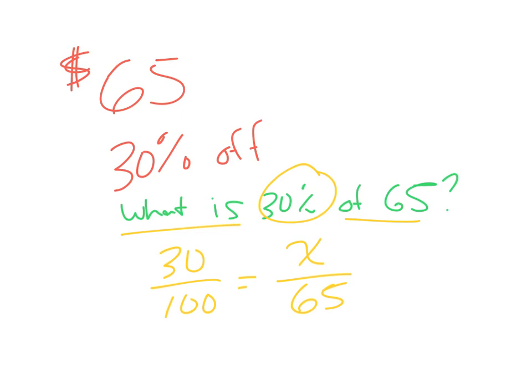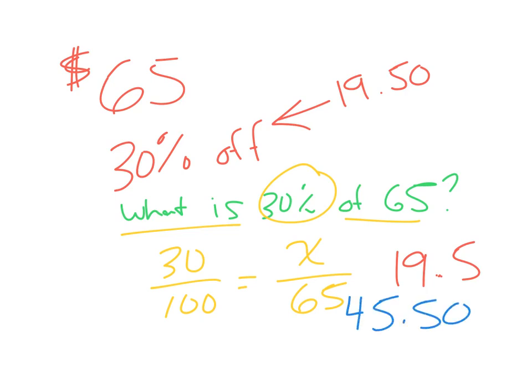When we take 30 times 65, we get 1950. Dividing that by 100, it's 19.5, or in terms of dollars and cents, $19.50. But again, it's 30% off, which in terms of money was $19.50. So that means we get to take $19.50 off of that original price. We would take $65 minus $19.50, which means what I end up paying for this item is $45.50. So that's what I'm looking for here.